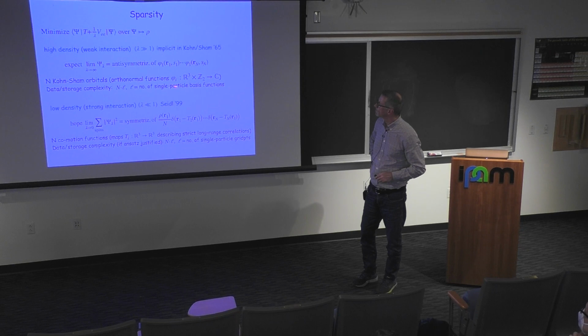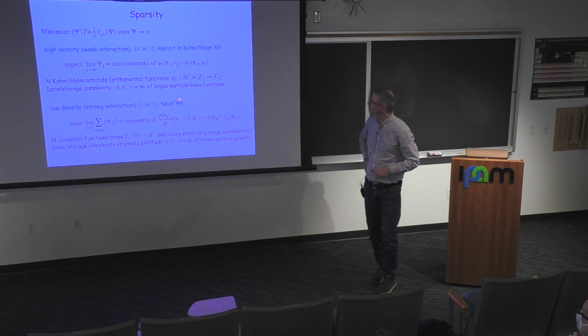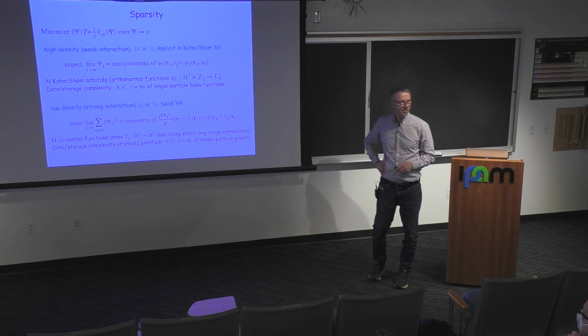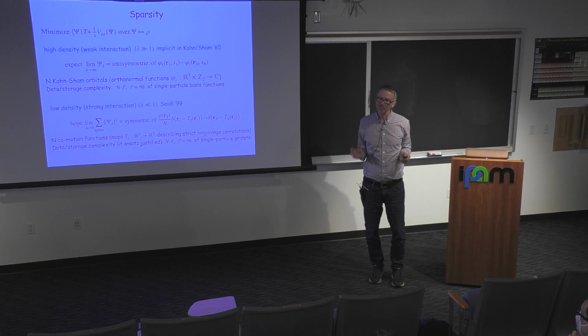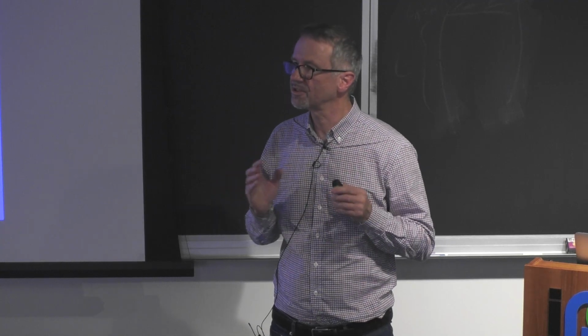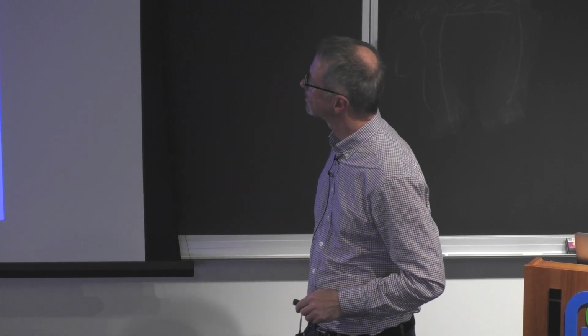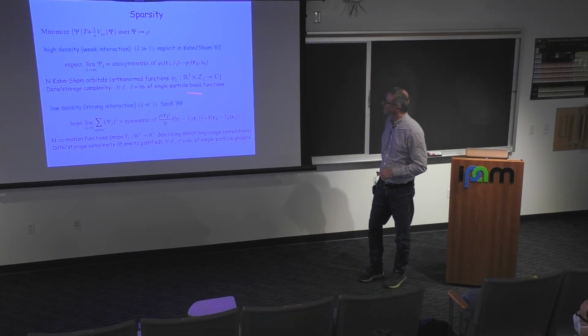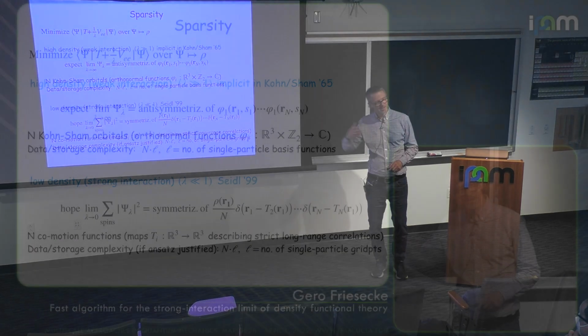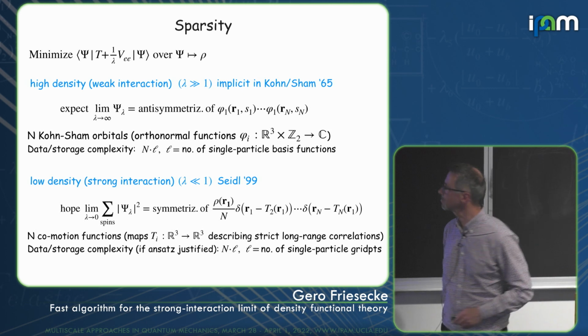And so now let's discuss complexity. There are two types of complexity. One is the data or storage complexity. The other is the algorithmic complexity. At the moment, I'm just talking about the data complexity. And that goes just linear in the number of electrons and linear in the number of single particle basis functions. You have n orbitals, and if you use L basis functions for each, you get n times L. So that's a linear scaling in both parameters, so that's kind of as good as it gets.